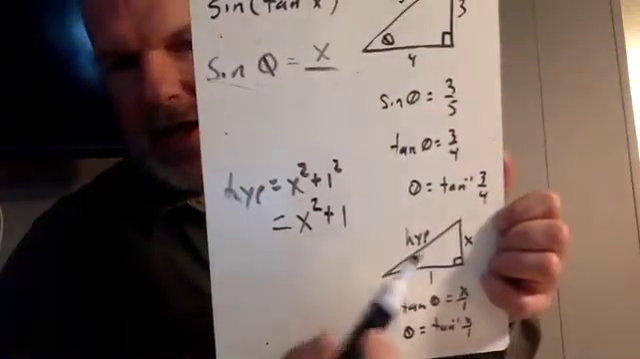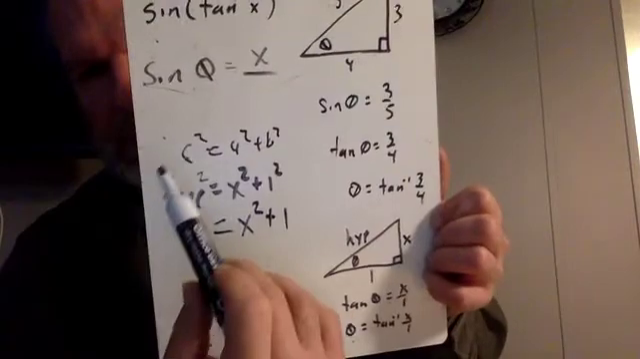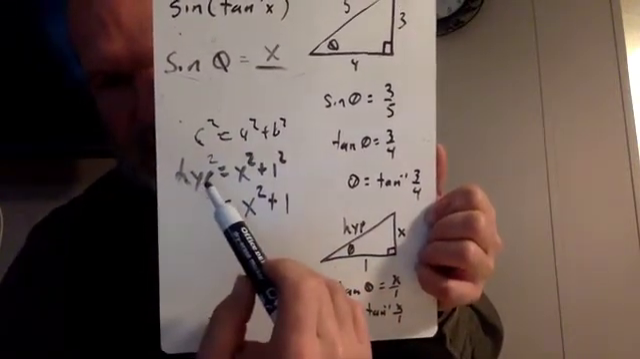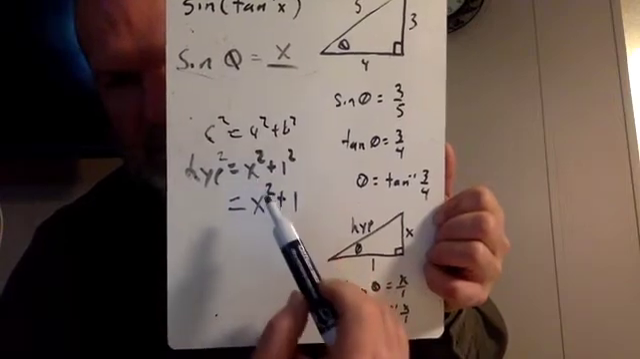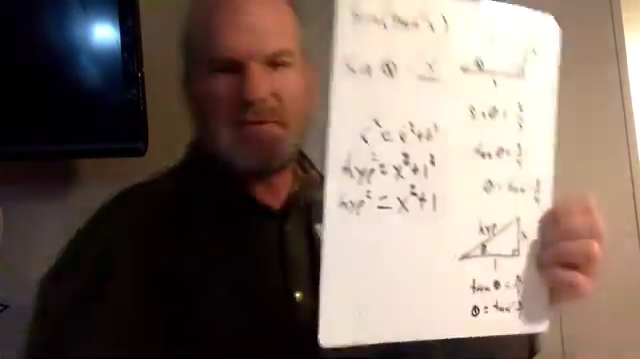And I kind of lied. Pythagorean theorem is not just hypotenuse, it's hypotenuse squared. It's c squared is equal to a squared plus b squared, right? That's Pythagorean theorem. So c is our hypotenuse, a and b are x and 1. 1 squared is 1. So we just figured out what the hypotenuse squared is. It's x squared plus 1.